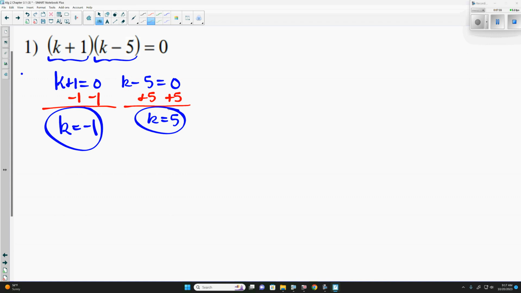So, for this to be true, for this to equal 0, k has to either be -1 or 5. Now, this seems odd that this would work, and there's an easy way to prove it or show it. I'm going to replace every k with -1.